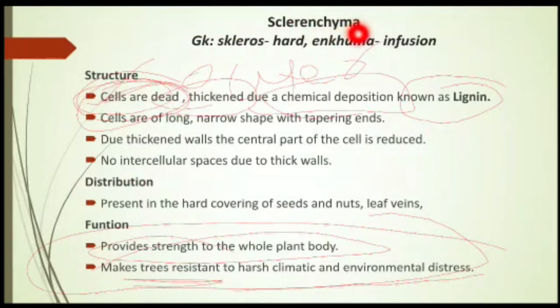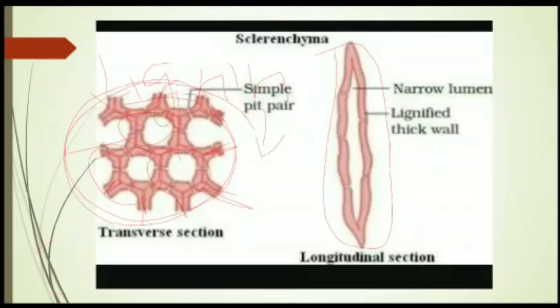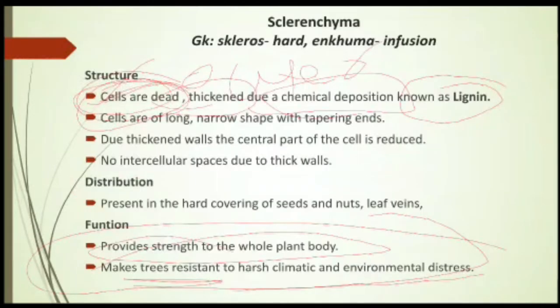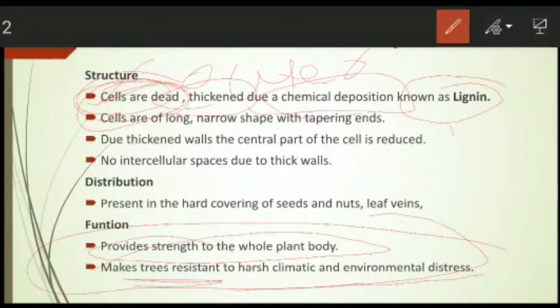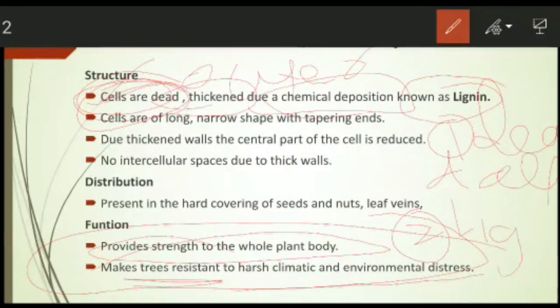And then what makes the sclerenchyma so hard, rough and tough? For that you will say, first of all, it is made up of dead cells. And number two, they have the deposition of lignin. So these are the two points for your answer, why the sclerenchymatic tissue is so hard, rough and tough, and provides tensile strength to the plant body.